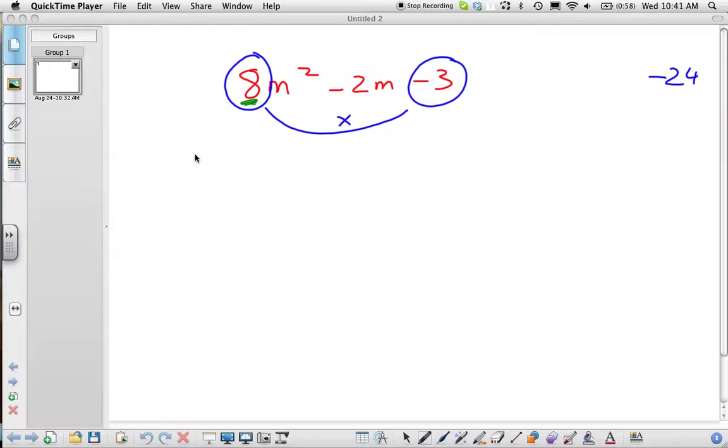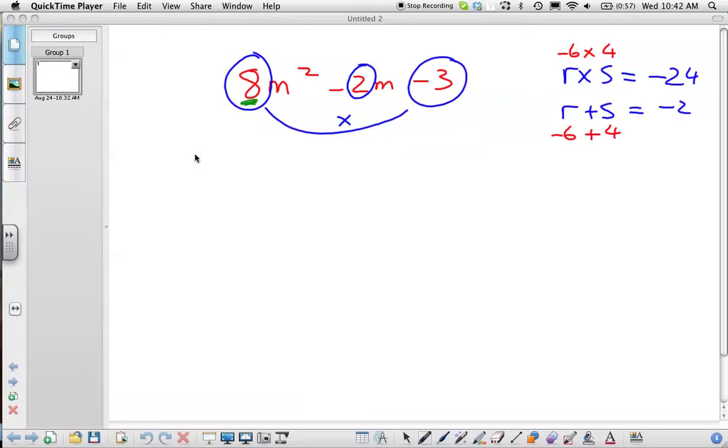And then you look for two numbers. I'm going to call them R and S. R times S equals negative 24, and R plus S equals this center term over here, the negative 2. Now, this is where you need to do a little bit of thinking, but negative 6 times 4 gives you negative 24, and negative 6 plus 4 equals negative 2. So those will be my two numbers, R and S.